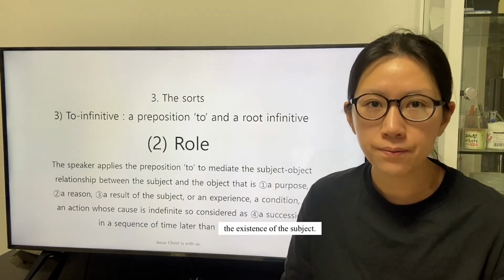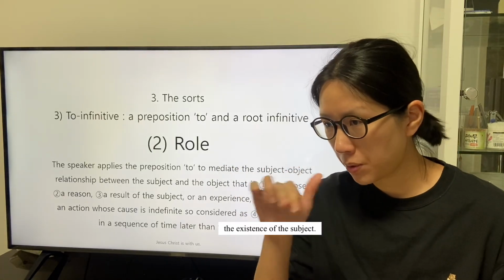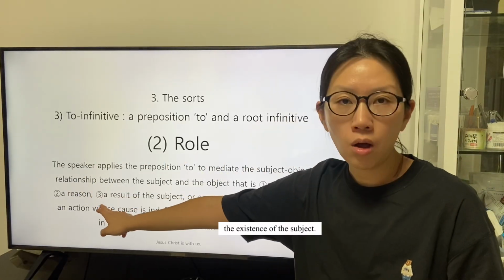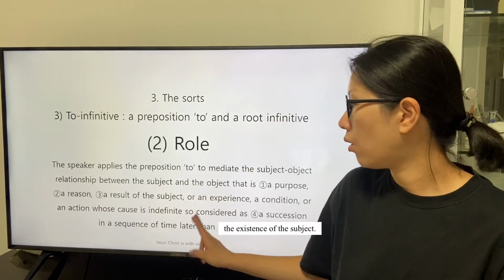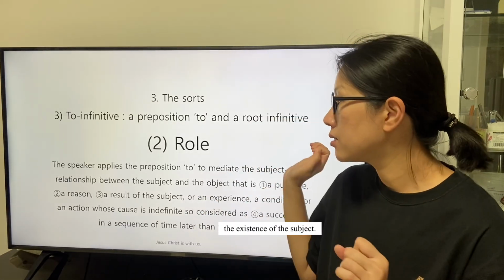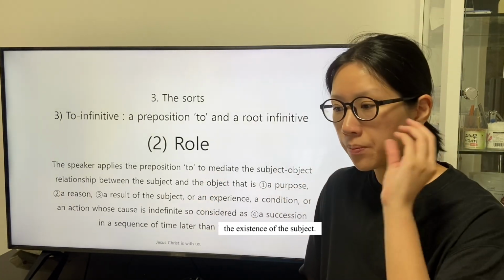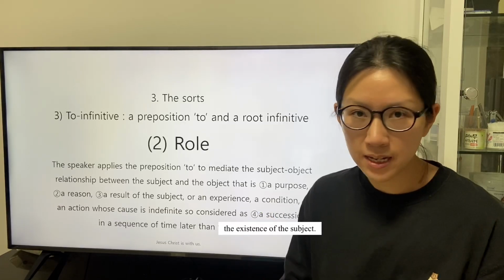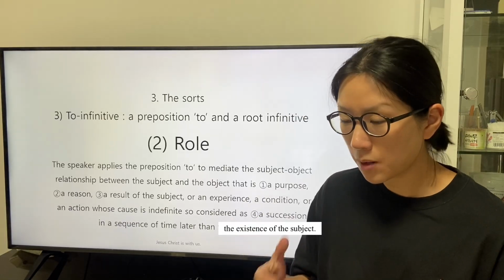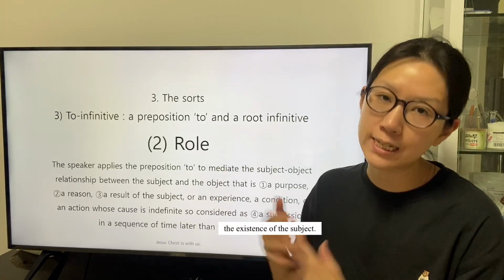The to-infinitive, from the definition of the preposition to, reveals a purpose, a reason, a result, or a succession, because one of these four roles can be discussed after the subject exists and the subject actualizes an experience, a condition, or an action.